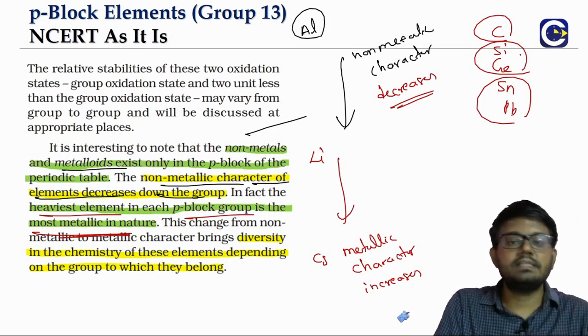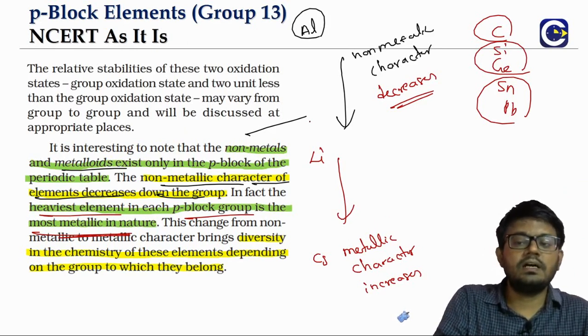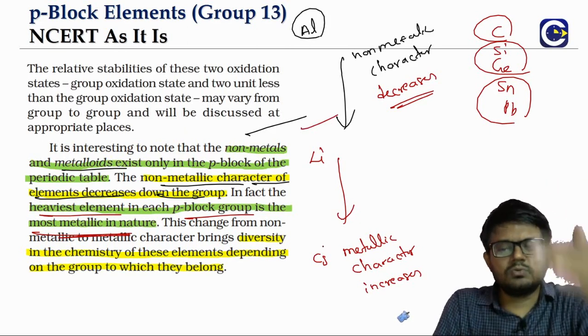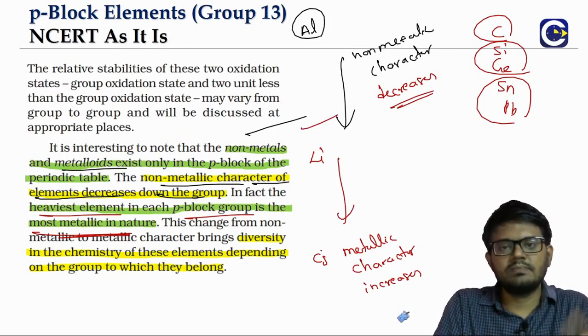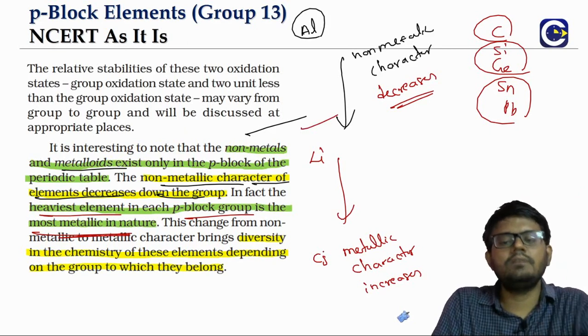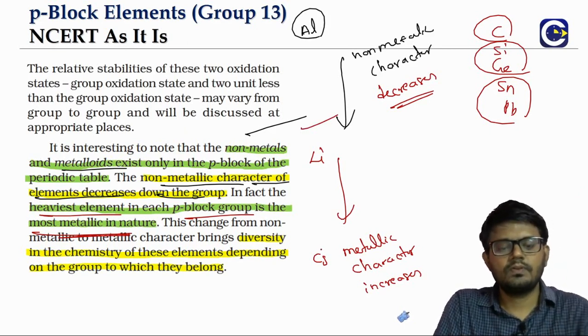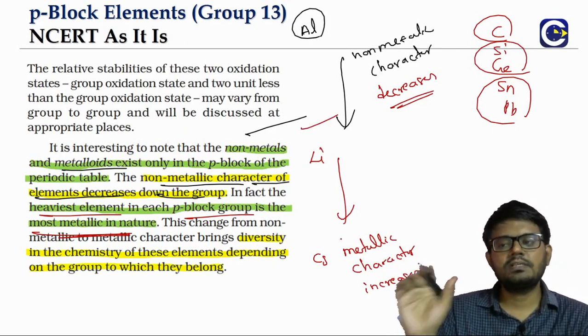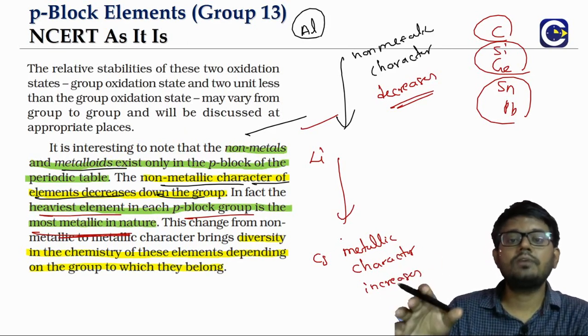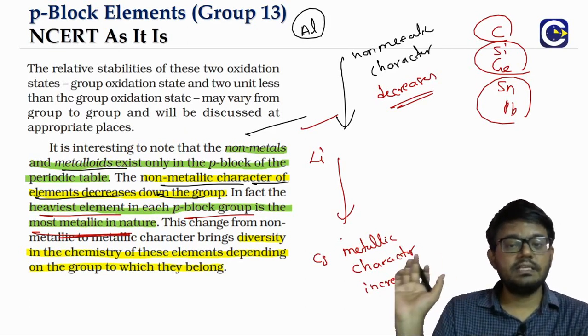This kind of diversity we will not see in the other groups, like S block. What we will see in S block is lithium to cesium, all are metallic in terms of characteristics, but as you go down the group, metallic nature only will be increasing. So that's the importance of the P block in terms of what kind of elements are present in the P block.